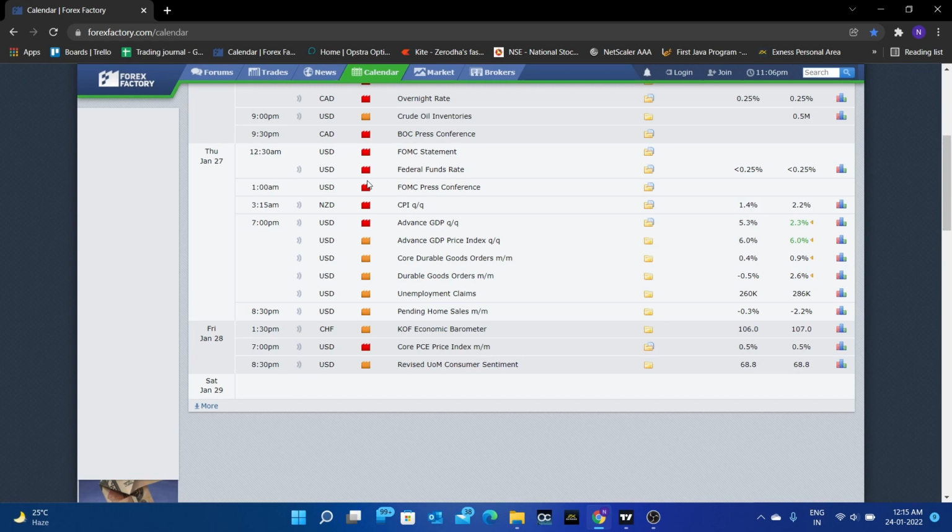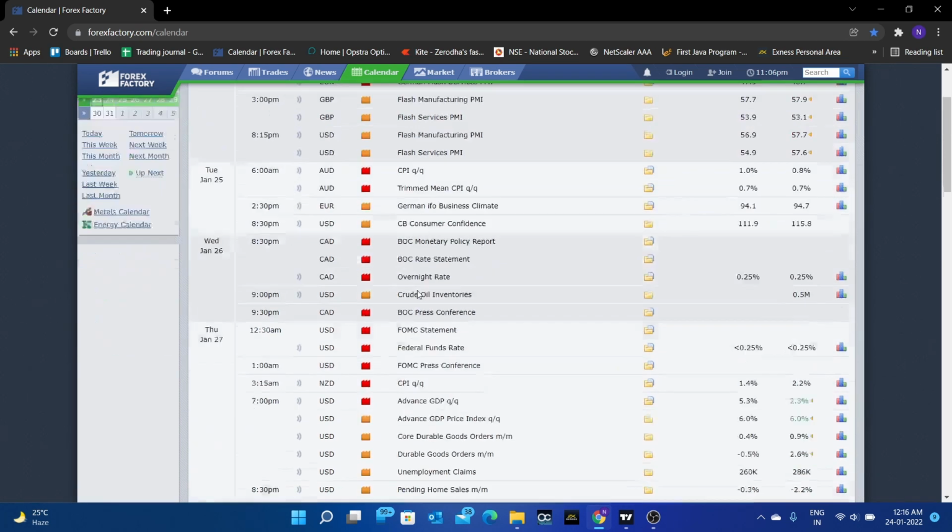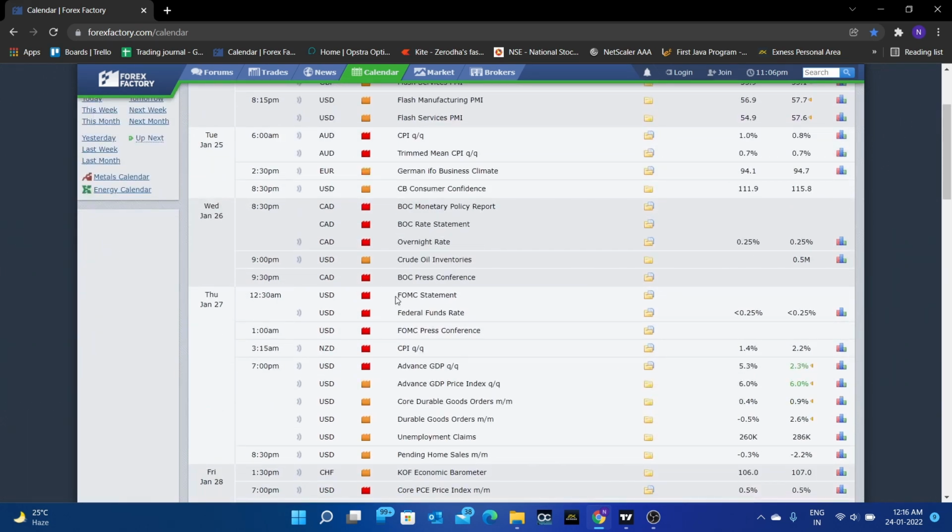And Thursday we are having news on USD and New Zealand, so we can expect a good amount of movement. And on Friday also we are having major news in USD. So we can expect a good amount of movement this week. And be careful on the news as well.